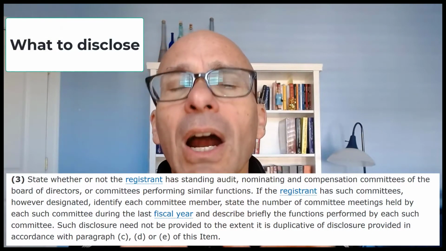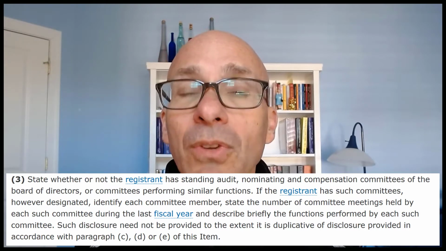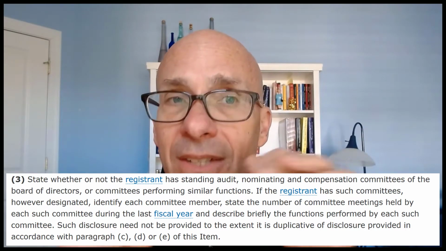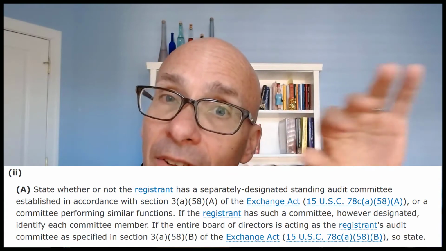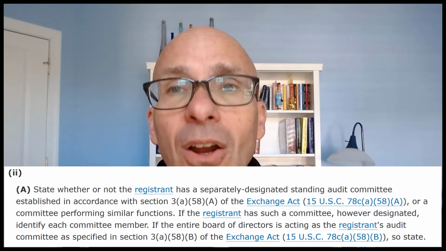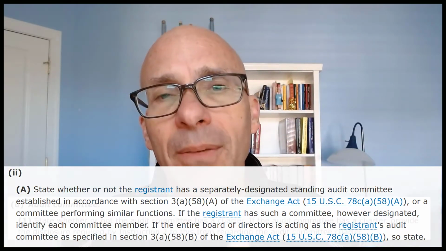What to disclose? Under Item 407(b)(3) of Regulation S-K, companies are required to disclose the total number of meetings held by each of the three required standing board committees, the key board committees, during the last full fiscal year. Item 407(d)(4) of S-K requires disclosure of whether a company has a separately designated standing audit committee, and of course every public company does, and the names of each committee member.